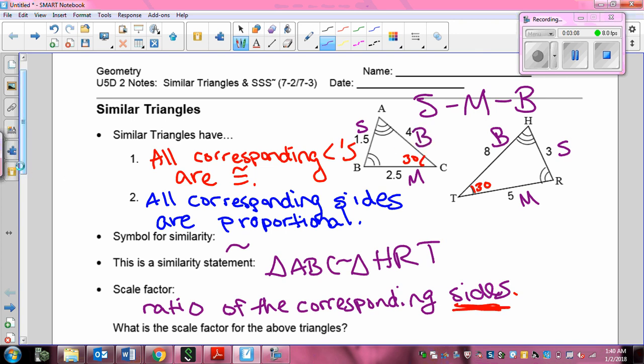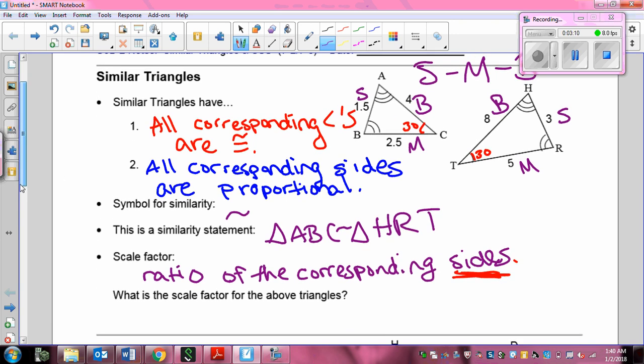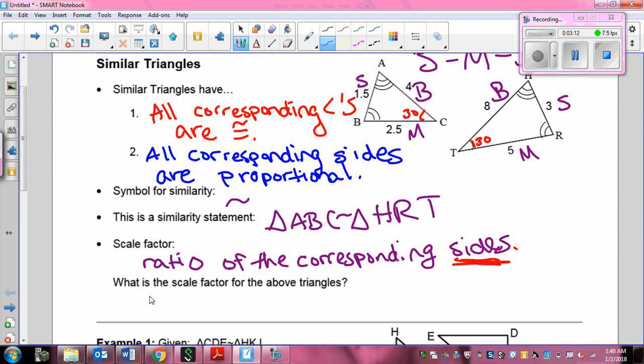And I'm always going to, in this case, do the left-hand triangle over the right-hand triangle. You could do the opposite if you want. It's up to you. Okay. And we have to pick the same sides. We have to do small over small, big over big, medium over medium. And they should all give us the same number. Otherwise, they're not similar. So small over small, that's left-hand triangle first, 1.5 over the small side, 3.